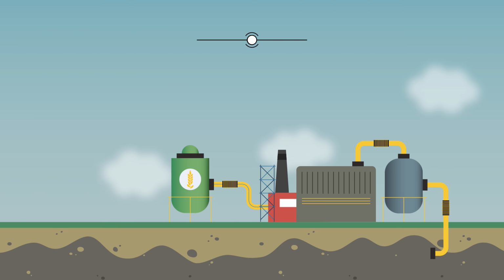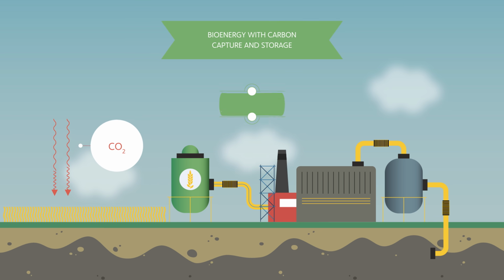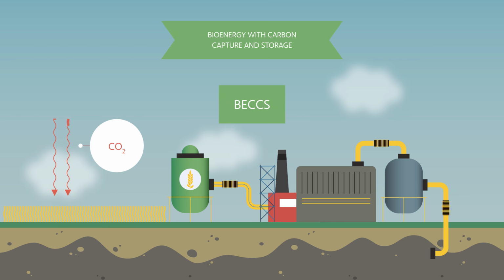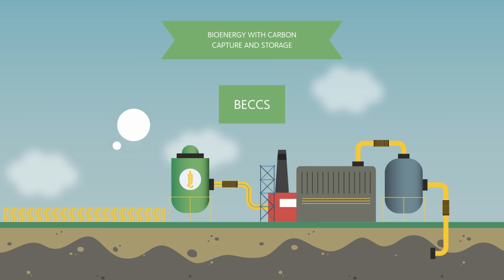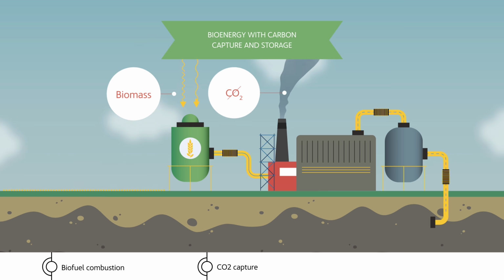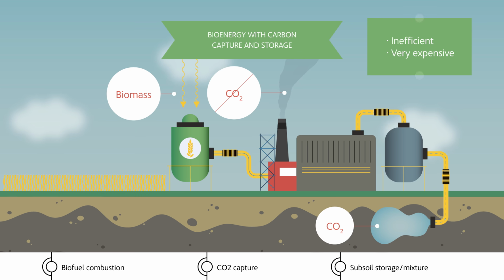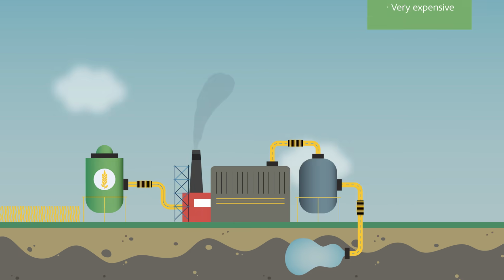One way of using photosynthesis, more complex than the previous ones, is bioenergy with carbon capture and storage, or BECCS. As a complement to the natural process, when plants are grown, biomass is extracted to produce biofuels. When these are burnt to produce energy, the CO2 generated in their combustion is captured and stored in the subsoil, or mixed for different uses, concrete manufacturing for instance. Unfortunately, this technique is currently inefficient and very expensive.